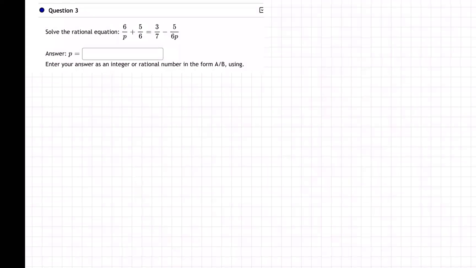Okay, so on this problem, we have a big bunch of fractions. Let me bring them down here, give them a little more space for us. 6 over p plus 5 over 6 equals 3 over 7 minus 5 over 6p.